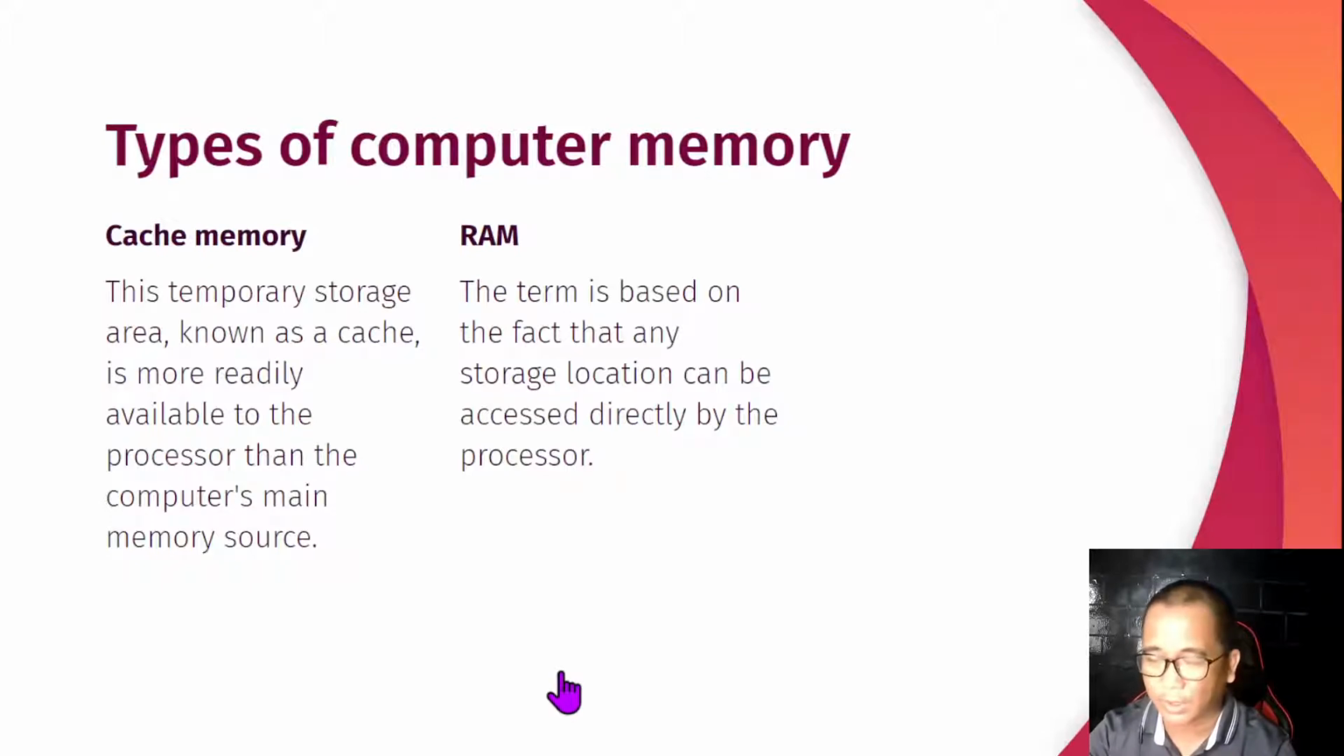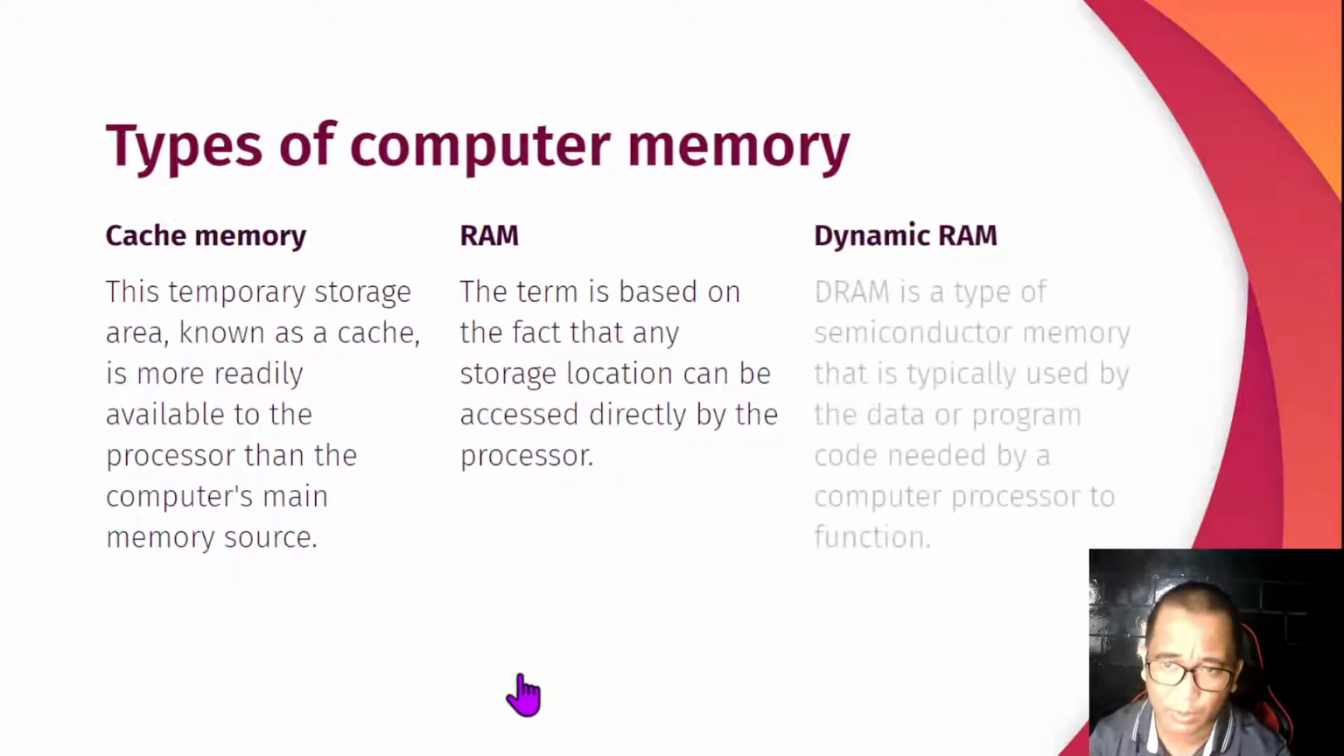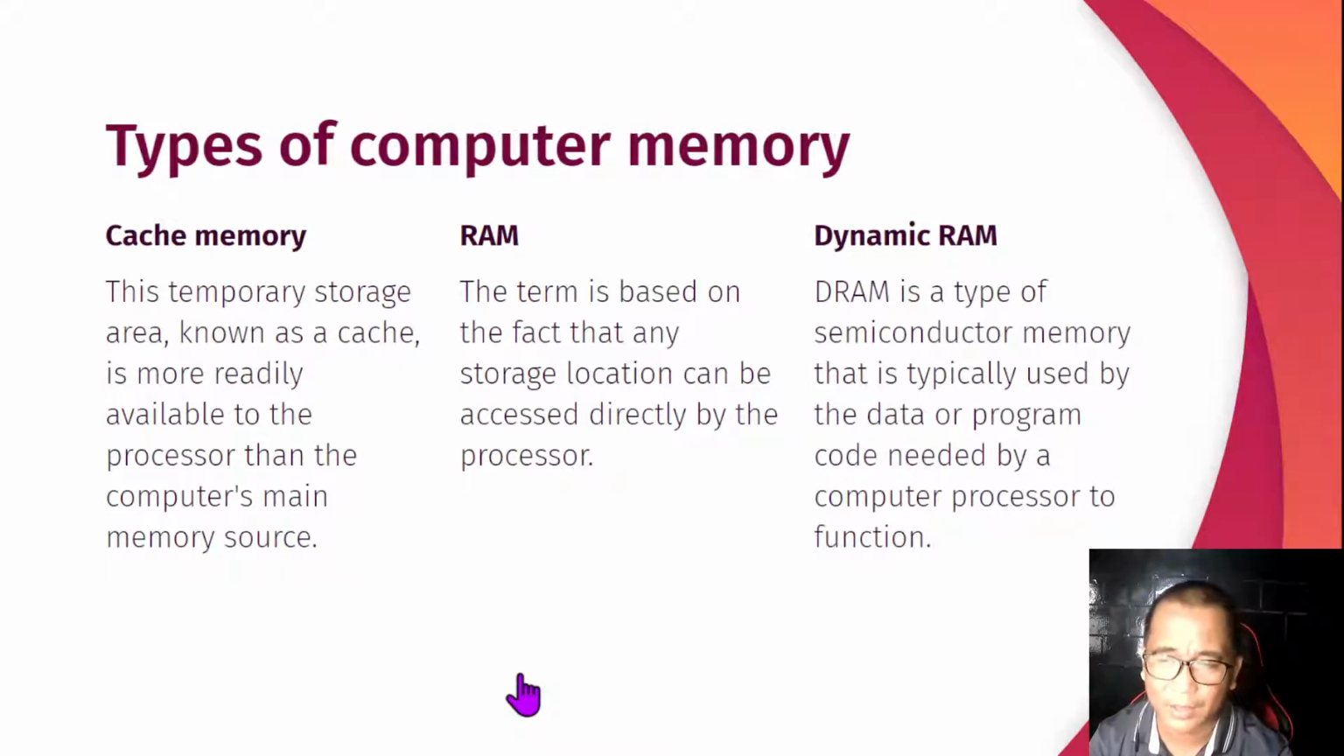So hindi siya nakikipag-communicate kay hard disk, hindi siya nakikipag-communicate in any other storage device, but he is directly communicating, directly accessing the RAM. Okay, the next one is what we call the dynamic RAM, DRAM. DRAM is a type of semiconductor memory that is typically used for data or program code needed by a computer processor to function. So, a type of RAM.